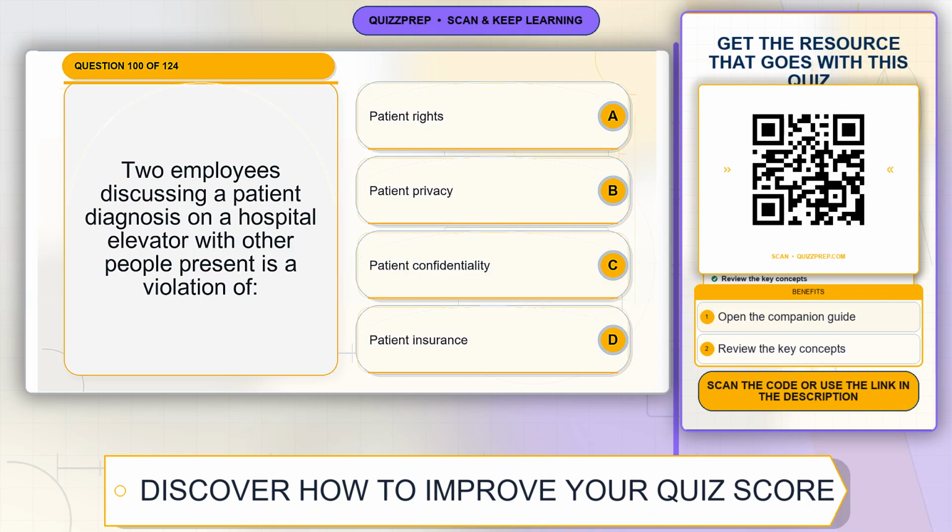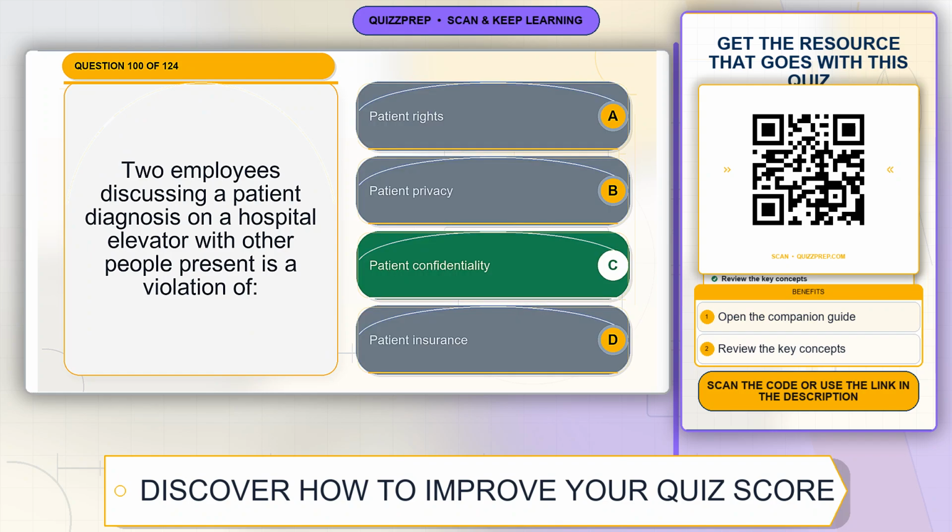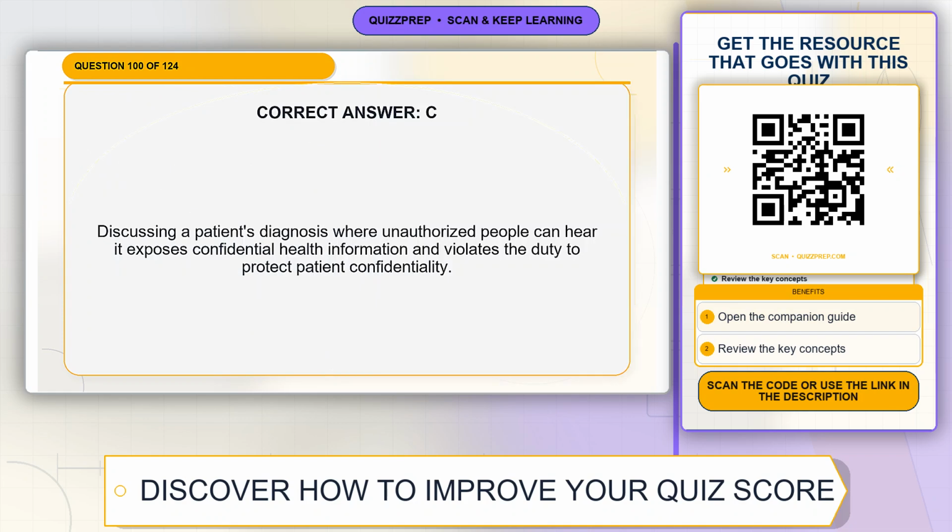Question 100. Two employees discussing a patient diagnosis on a hospital elevator with other people present is a violation of Option A, patient rights. Option B, patient privacy. Option C, patient confidentiality. Option D, patient insurance. The correct answer is option C, patient confidentiality. Explanation. Discussing a patient's diagnosis where unauthorized people can hear it exposes confidential health information and violates the duty to protect patient confidentiality.